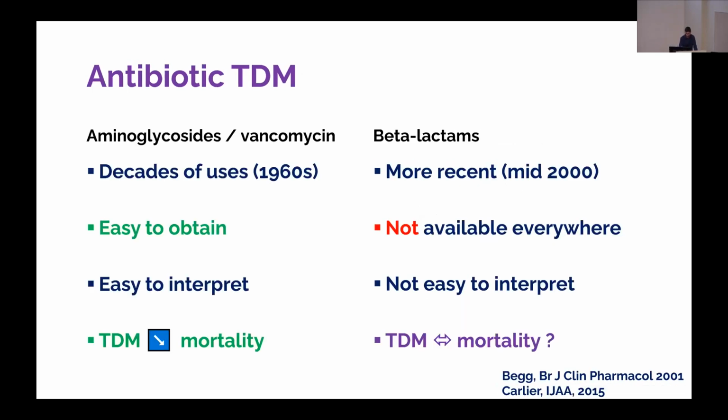If we have to summarize the difference between the two antibiotic classes, we can say that on one hand, for aminoglycoside and vancomycin, TDM is easy to obtain, easy to interpret, and clinical studies have demonstrated a decrease in mortality with its use. And for beta-lactam, it's not available everywhere, it's not easy to interpret, and presently, clinical studies failed to demonstrate a benefit in mortality.